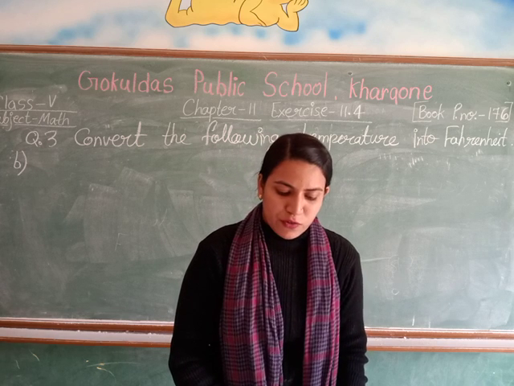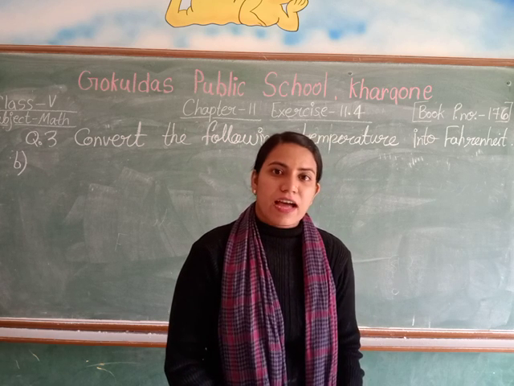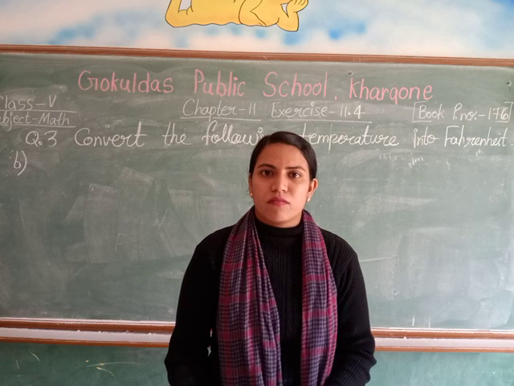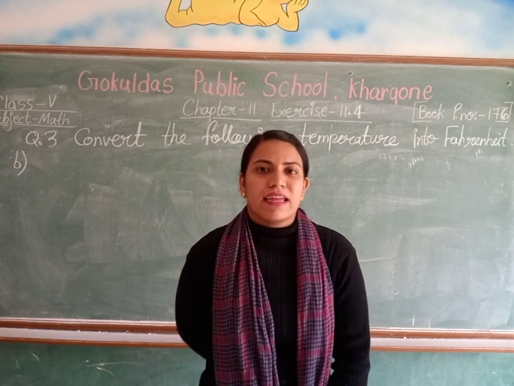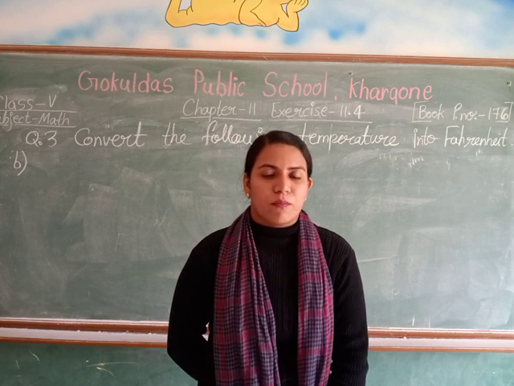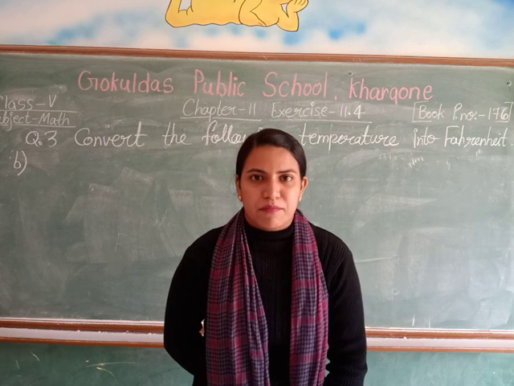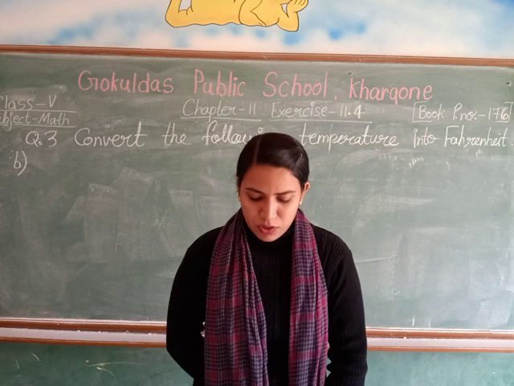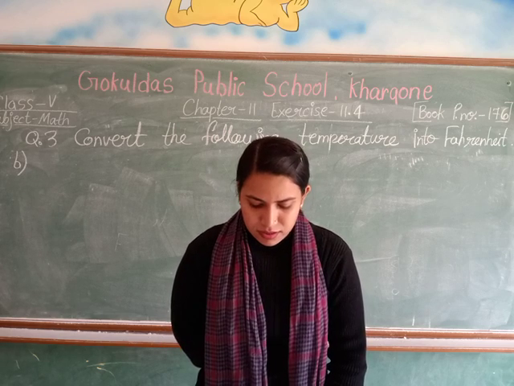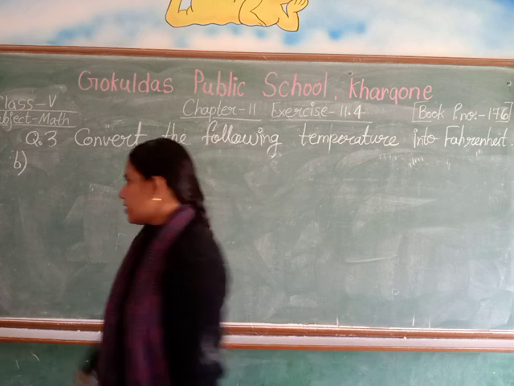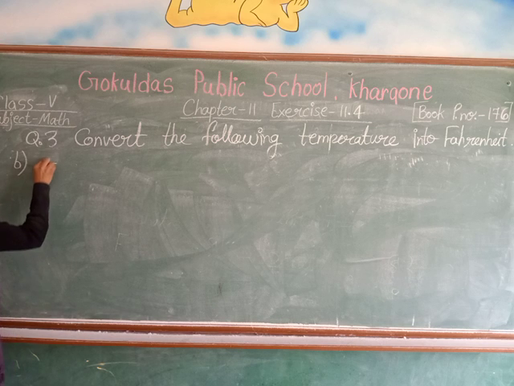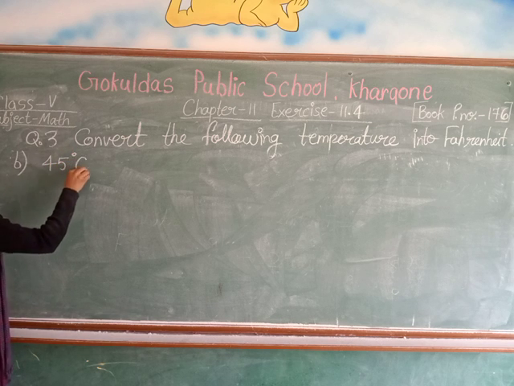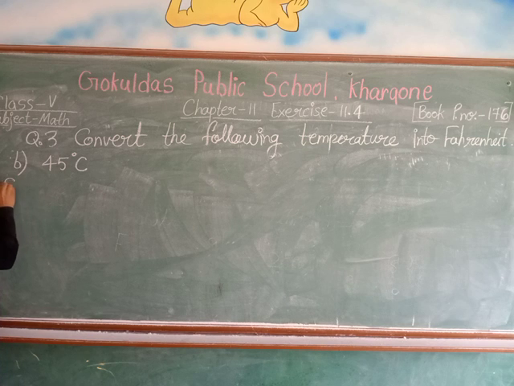So to convert into Fahrenheit scale, we have one formula. Do you remember? That is degree F is equal to bracket open degree C multiplied by 9 upon 5 bracket close plus 32. Right? So let us convert this. Question number B, given 45 degree C. Now we will convert 45 degree C into Fahrenheit scale.